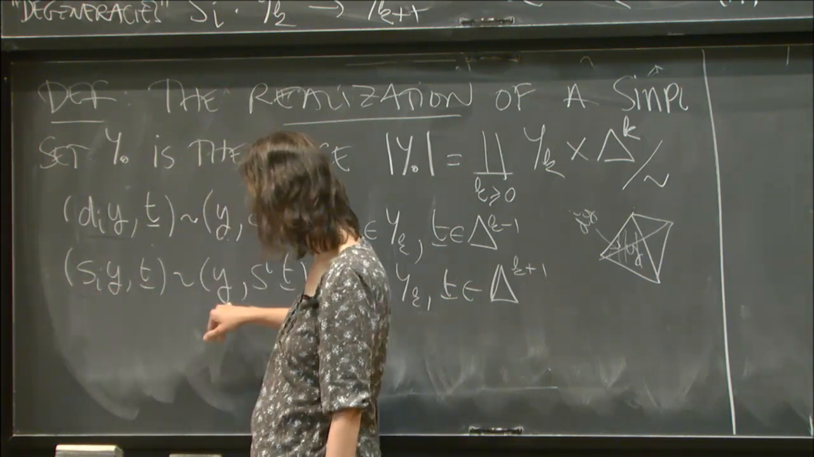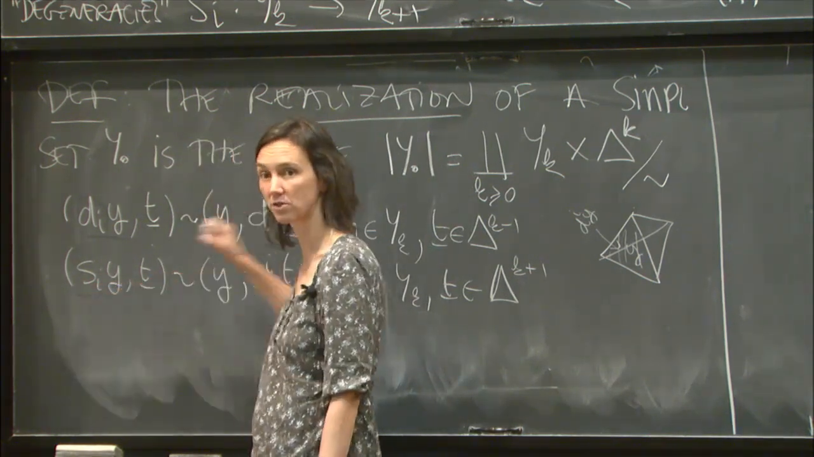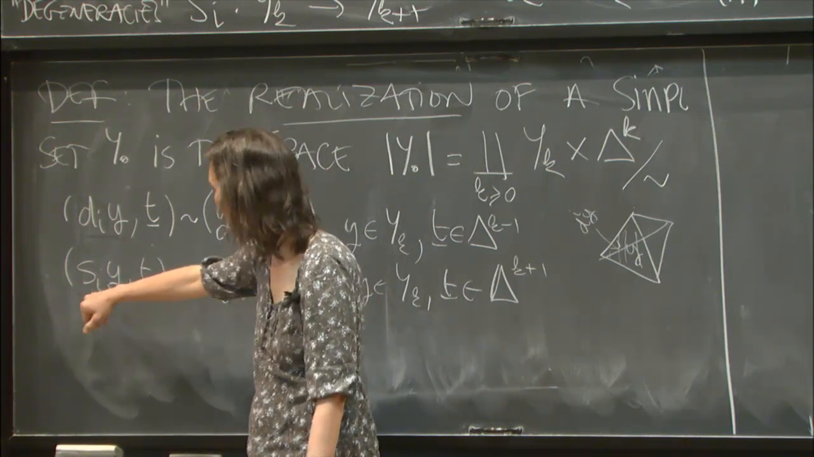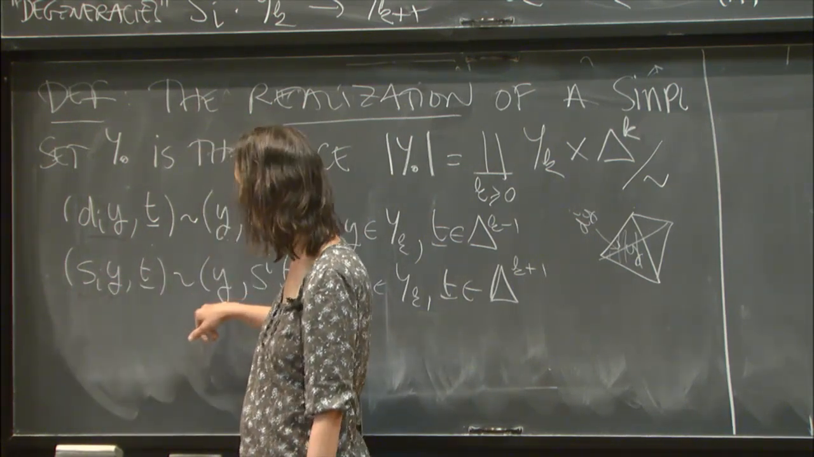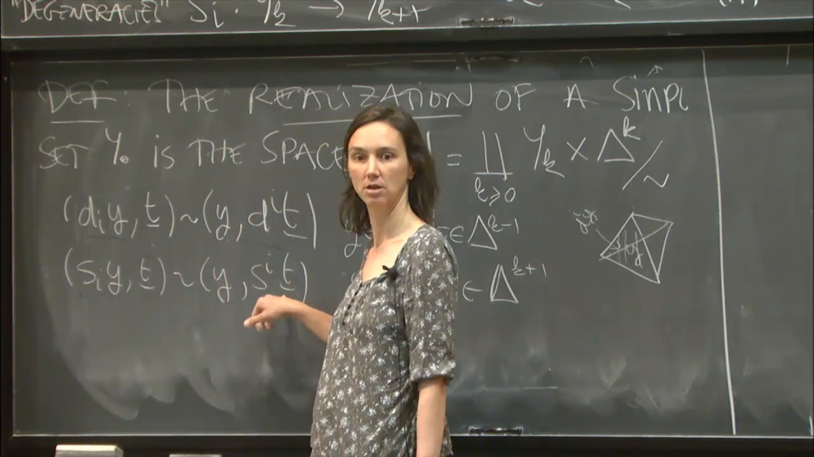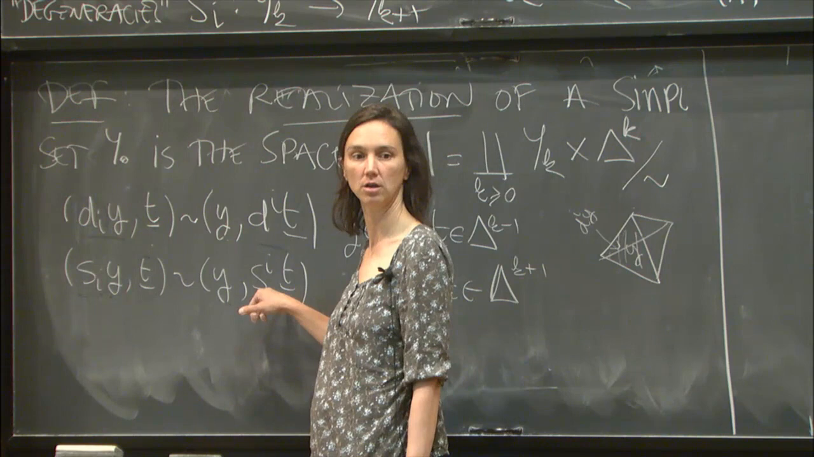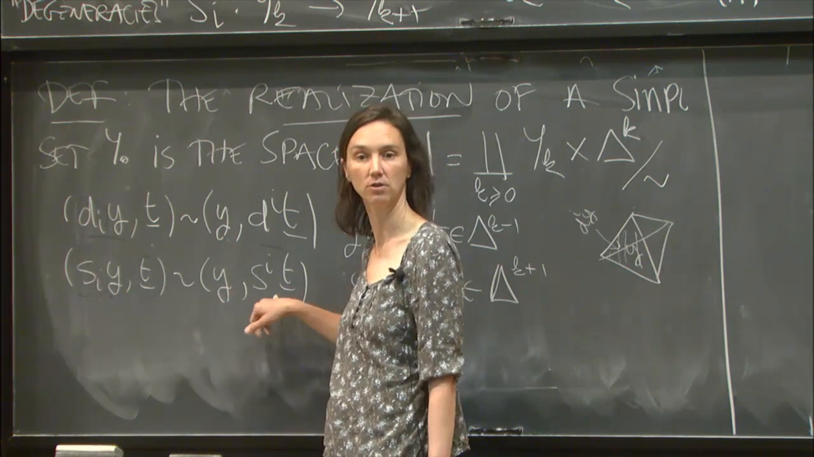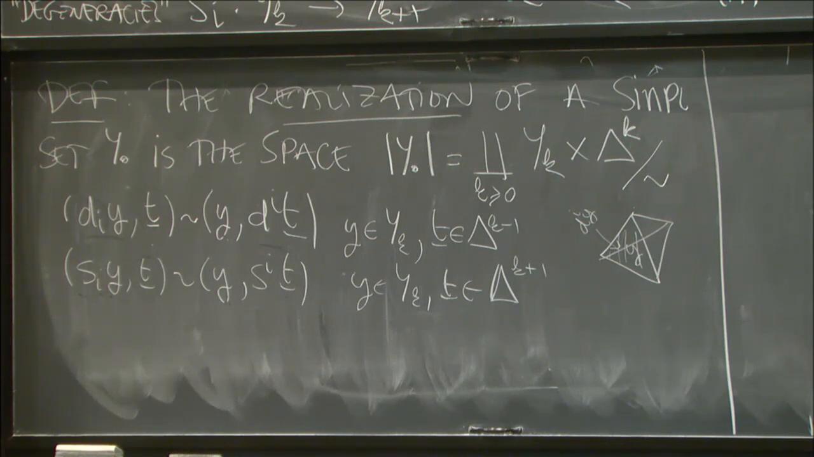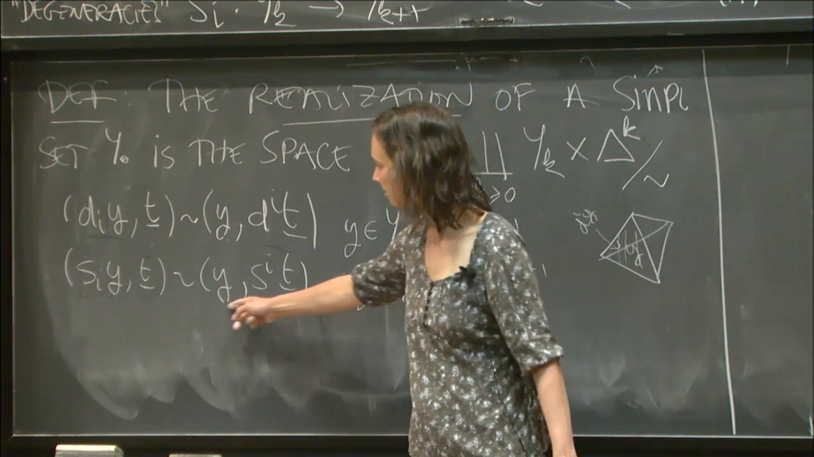And same with the degenerate guys. If I take a degeneracy of y, you remember that was like you should think crush the simplex. This is saying, well, if this guy is a degeneracy of y, its coordinate t should be crushed and attached to the guy for y. Okay, so the degenerate simplices will not show up in some sense in the realization. They are identified with things that are non-degenerate.